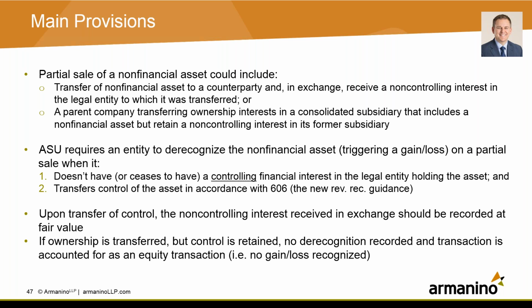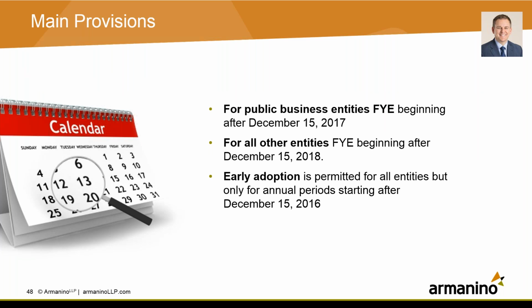But this ASU requires an entity to derecognize that non-financial asset, which would then trigger a gain or loss through the P&L, when a partial sale exists, when a company does not have or ceases to have a controlling financial interest in the legal entity holding the asset, and they transfer control of the asset in accordance with Topic 606, which, as everybody knows, is the new RevRec guidance. Upon transfer of control, the non-controlling interest received in exchange will be recorded at fair value. If ownership is transferred but you still retain control, there's no derecognition recorded, and the transaction is accounted for as an equity transaction. So, for example, in that case, there'd be no gain or loss recognized.